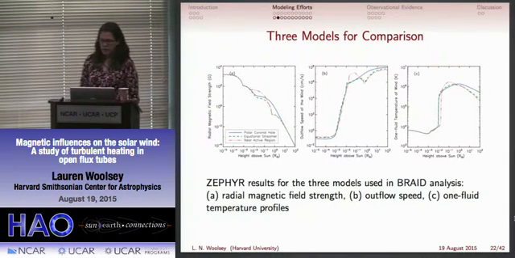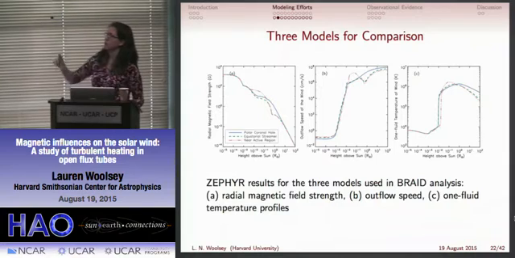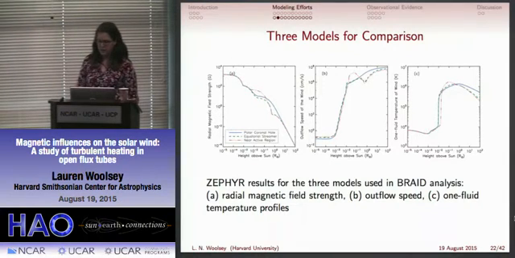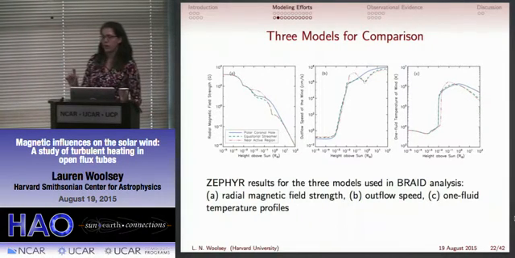So the results here are coming from ZEPHYR. Before we go into BRAID, we wanted to make sure that we knew what we were comparing it to. And so the outflow speeds are shown in the middle. And as expected, the polar coronal hole has the highest speeds, and the other two lag behind it. And then the temperature profiles as well. So the polar coronal hole and equatorial streamer have transition regions at 0.01 solar radii above the photosphere, and the active region has a transition region that's a little higher up.